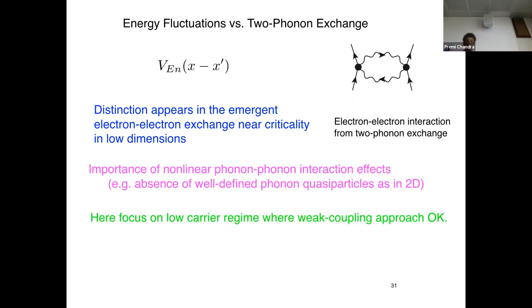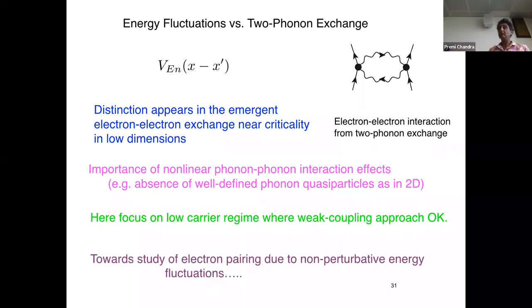So the importance of nonlinear phonon-phonon interactions in 2D are crucial, and that's why we can talk about energy fluctuations. So here we're focusing on a low carrier regime where the weak coupling approach is okay. In 3D, the two are the same, in 2D, they are not. And we think of this as a sort of first step towards looking at non-perturbative energy fluctuations.